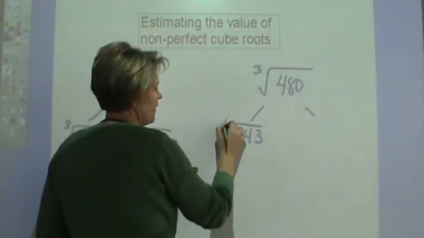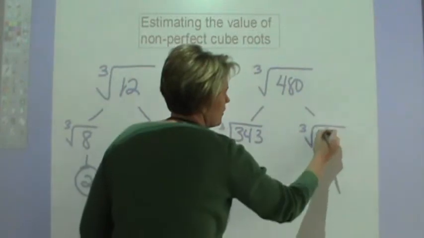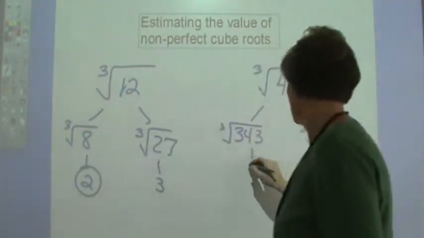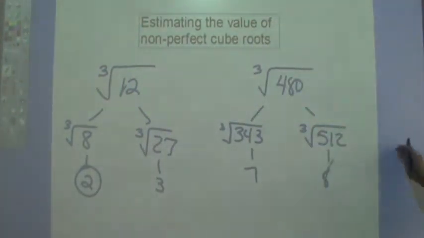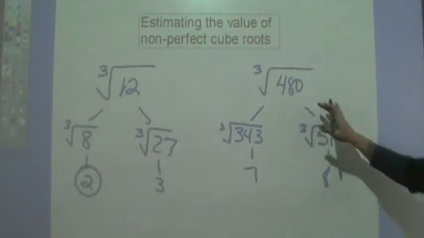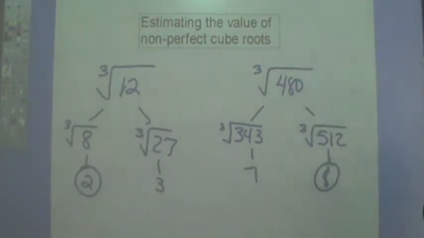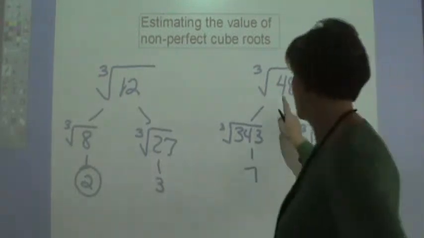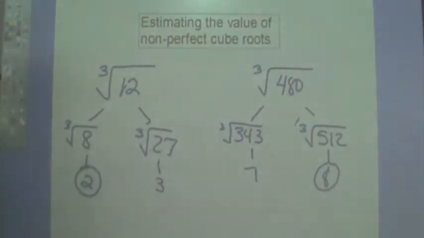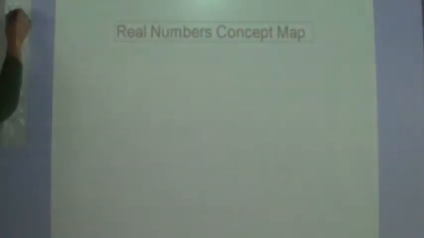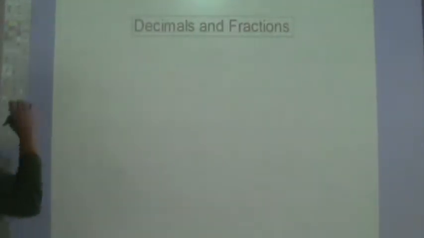343 and 512. So it's between 7 and 8, and this one's only a little bit away as opposed to this one. Okay, so it's going to be closer to the 8. Okay, oops, missed one. Decimals and fractions.